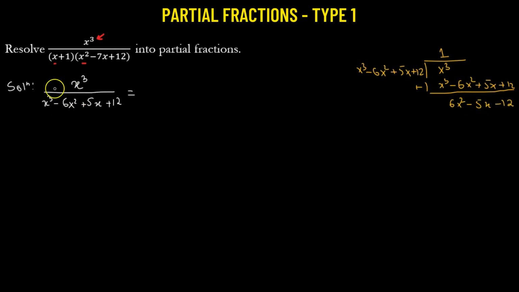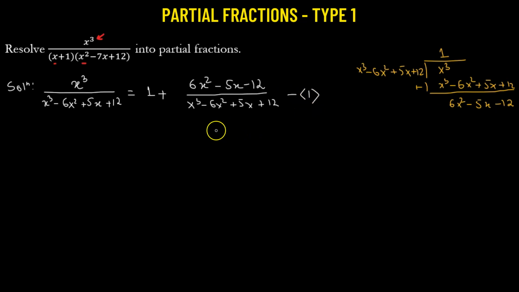So that means we can rewrite the given rational fraction as the quotient added to the remainder, which is 6x squared minus 5x minus 12 divided by the denominator, x cubed minus 6x squared plus 5x plus 12. Now if we look at our second term, we don't have to worry about the first term. In the second term, the degree of the numerator is now less than the degree of the denominator. That means it has now been converted into a proper rational fraction. So we are going to proceed from here, but before that let's label this as number 1.